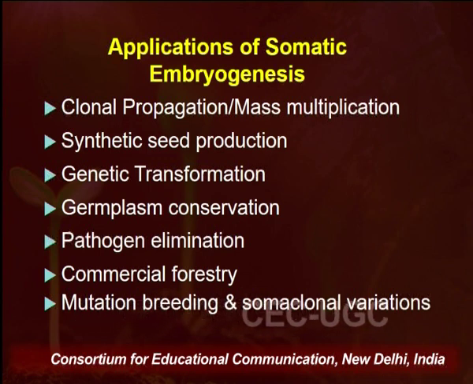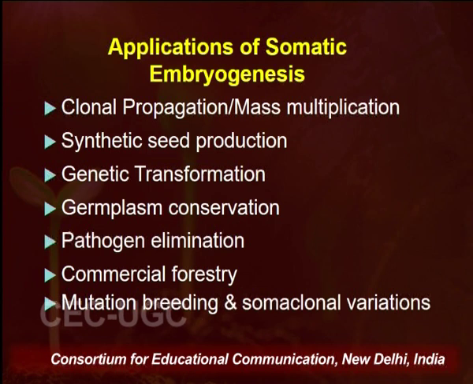Somatic embryogenesis is widely used for the production of synthetic seeds, which I am going to discuss in detail in my subsequent lecture. Then genetic transformation can be done using somatic embryos with the help of Agrobacterium or any other suitable process by which we can introduce the desirable genes into those somatic embryos. Somatic embryos are also used in germplasm conservation of certain high value plants like sandalwood and coffee, and also in conservation of certain endangered plant species.